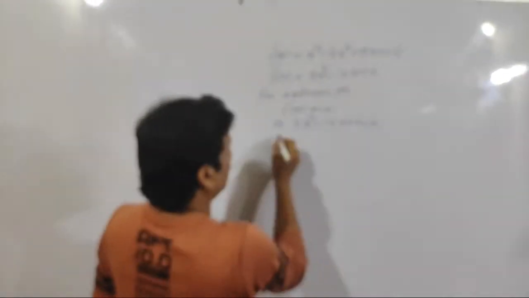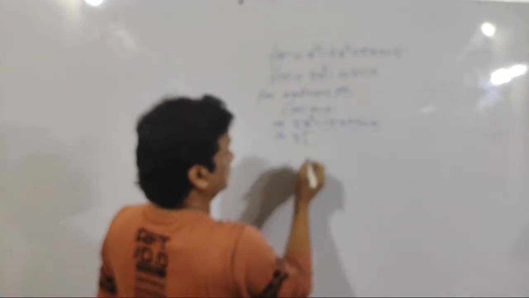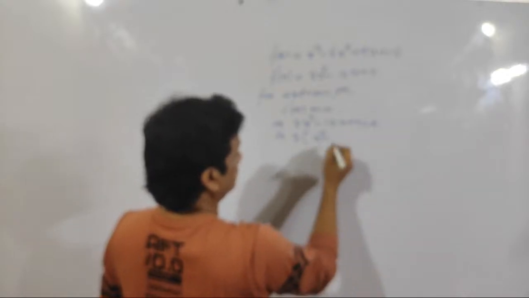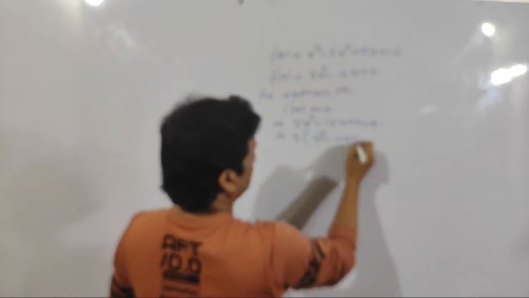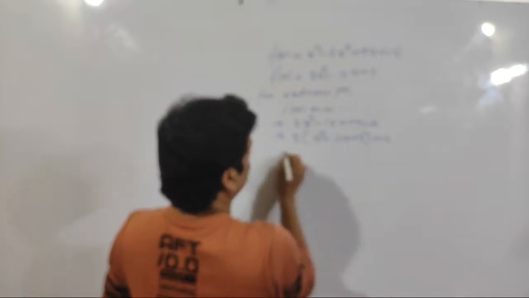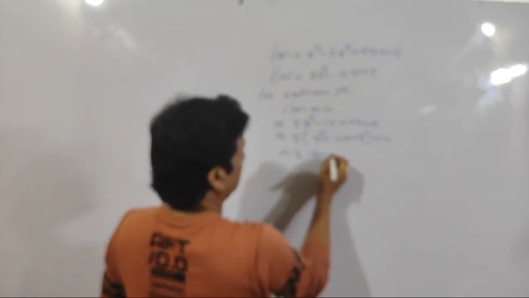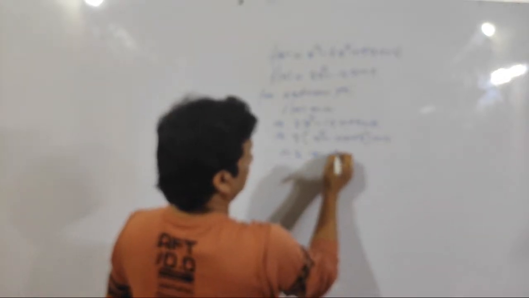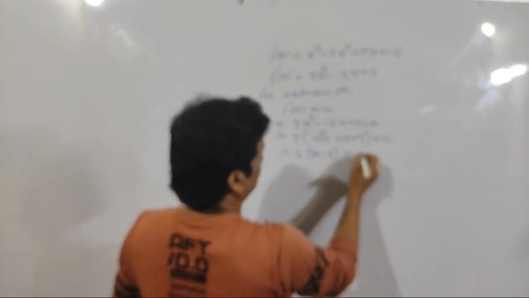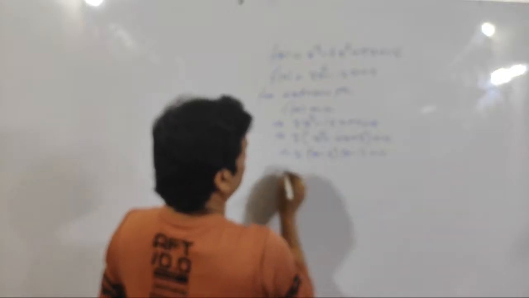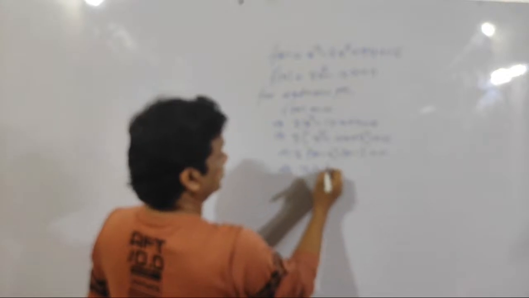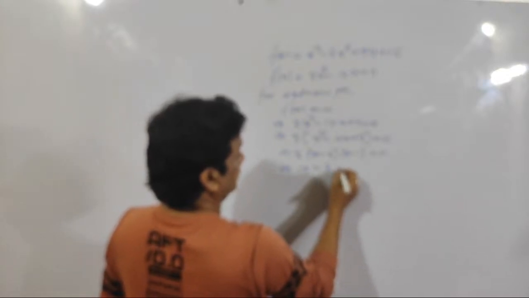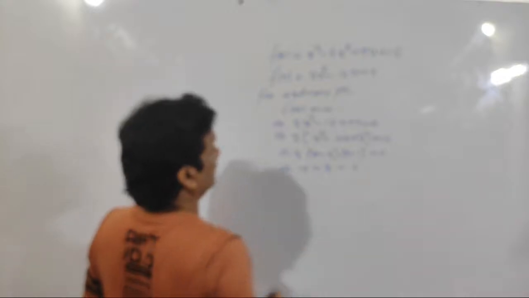See here. Now it implies, take 3 common: x square minus 4x plus 3 equal to 0. That means 3 into (x minus 3)(x minus 1) equal to 0. So it implies x is equal to 3 or x is equal to 1. Okay, so our next step is to find the second derivative.